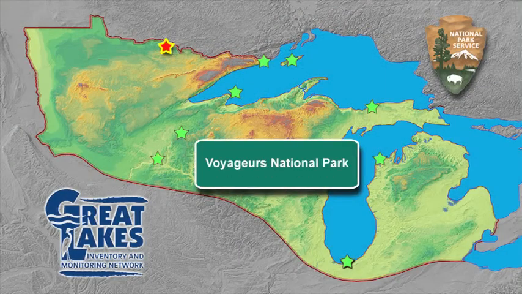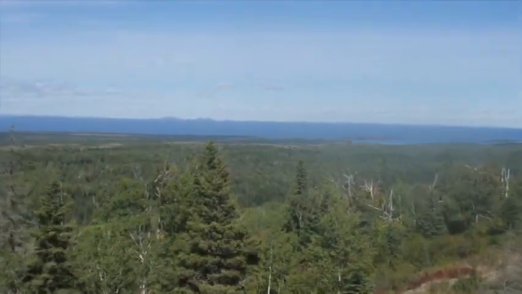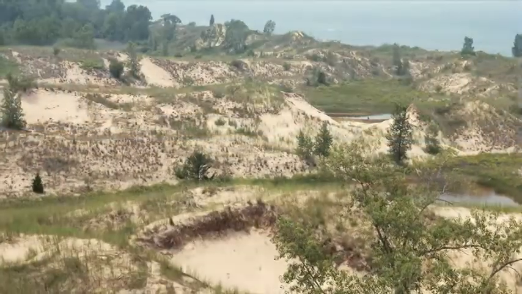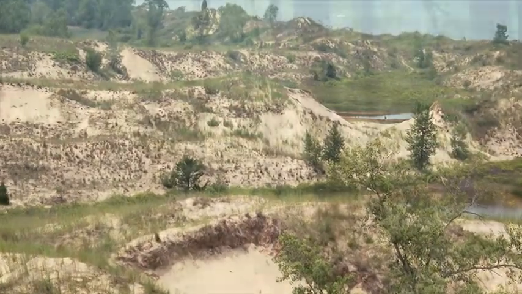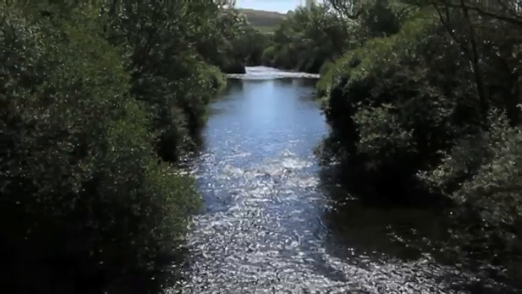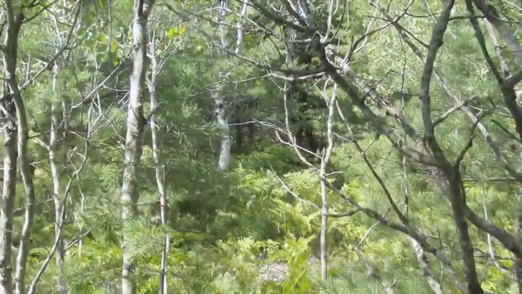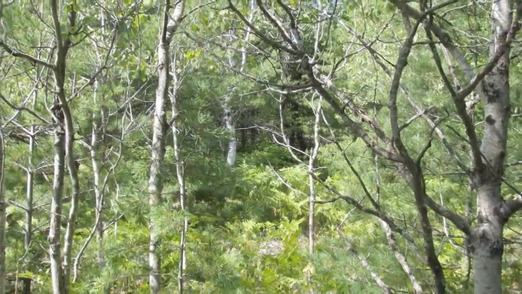The Great Lakes Inventory and Monitoring Network provides long-term monitoring of critical natural resources in 9 national park units that cover 1 million acres, extending from the boreal forests of northern Minnesota to the sand dunes of southern Lake Michigan. Because forest vegetation dominates the landscape in the Great Lakes Network National Parks, it is important that we learn as much as we can about the health of our forests.